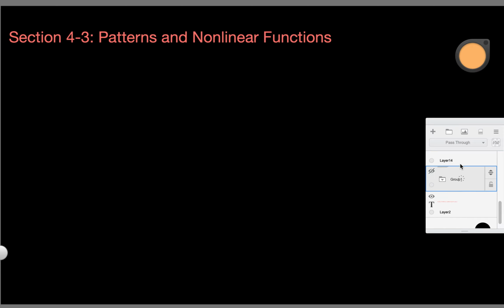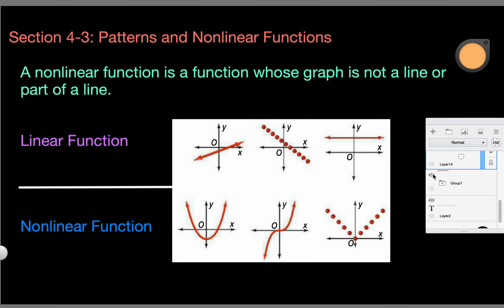Everyone, so today we are going to go over patterns and nonlinear functions. So the first thing that we're going to do is just decipher the difference between linear and nonlinear. As you can see, there's the word line in a linear function, right? You see the word line, and that's exactly what it means. All of the graphs that are linear functions are in the shape of a line.